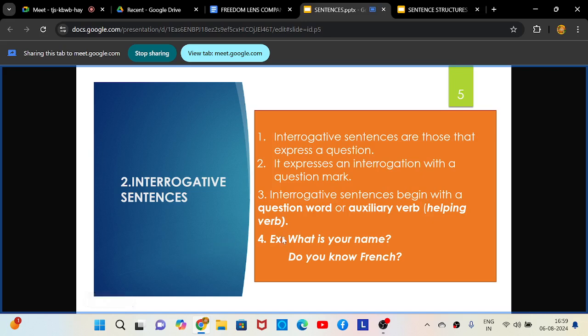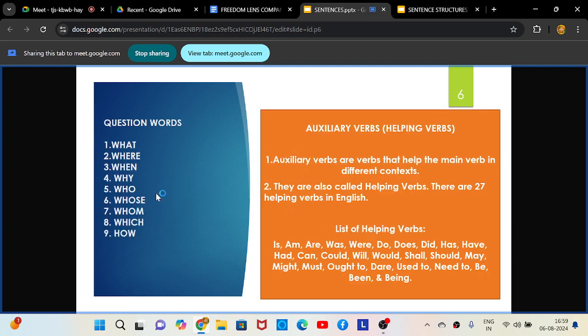But it should begin in capital letter and end in full stop. That's it. Questions should always begin in capital letters and end in full stop. That is the only rule that we have to check. Otherwise, it can either begin with question words or auxiliary verbs. That's okay. Clear?